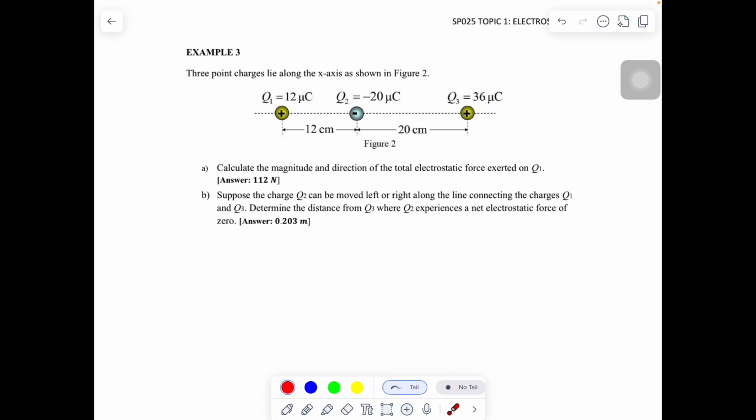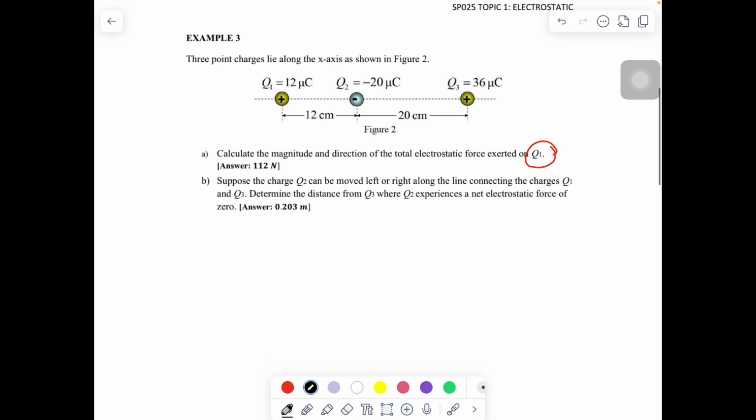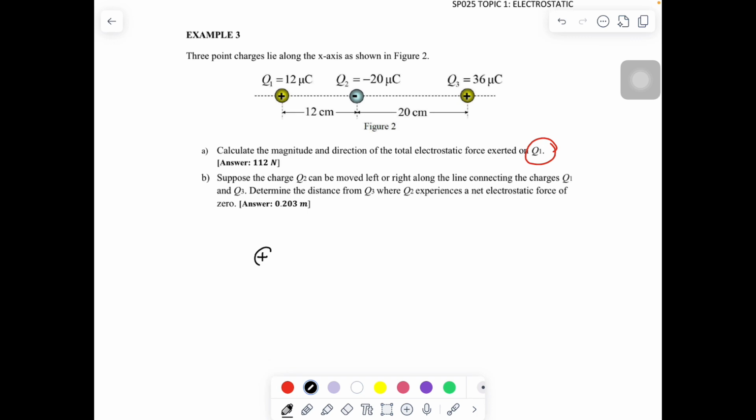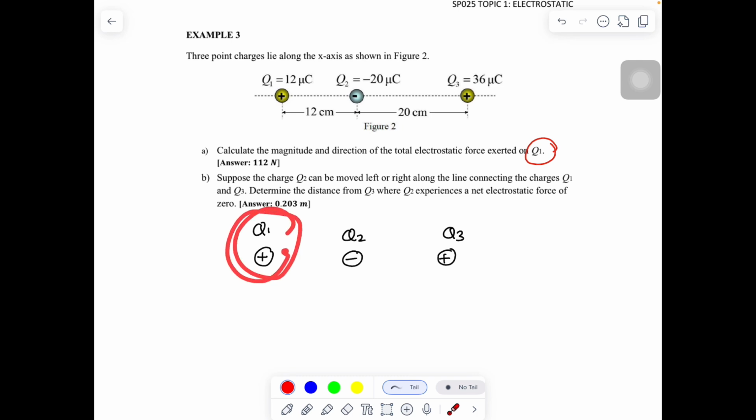example 2 tadi. First kita lukis dekat Q1. Our focus is on Q1 only. Kita ada positif, kita ada negatif, and then positive. So Q1, Q2, Q3. Kita punya fokus pada Q1, maksudnya kita tengok Q1 dan Q2, positive, negative, they will attract each other.